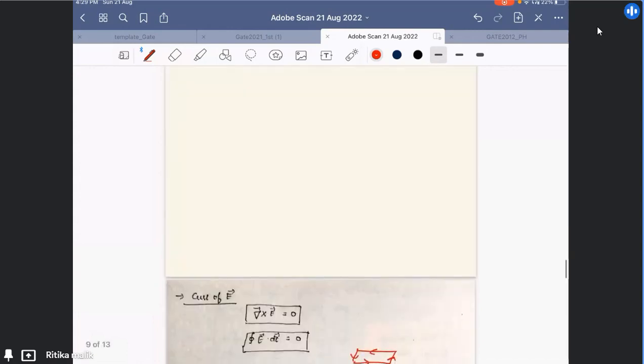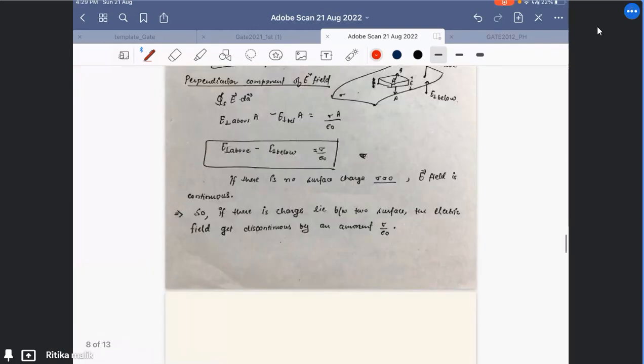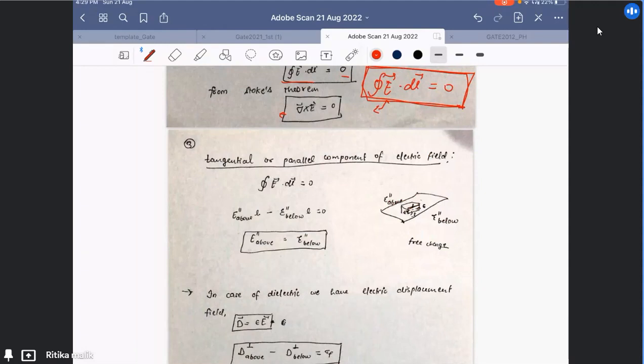Coming back to the parallel component of the electric field that we wanted to solve, we take this surface and integrate over it. We know that the width here is epsilon, but the length here is L. We wanted to integrate the electric field over this closed loop, and we already know that the closed integral is going to be zero. Since half of the Pillbox is above the surface and half is below the surface, for this line we have E parallel above, and for this line we have E parallel below.